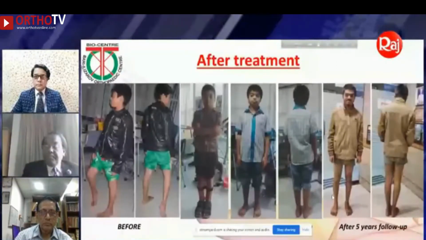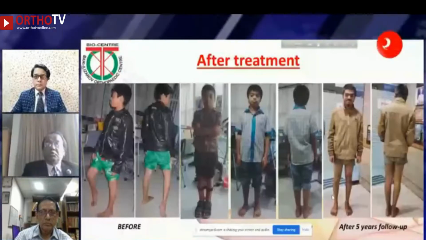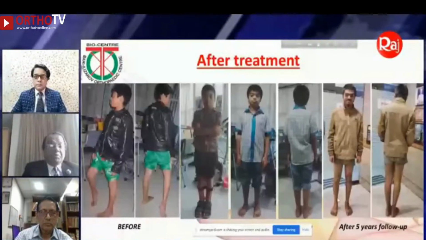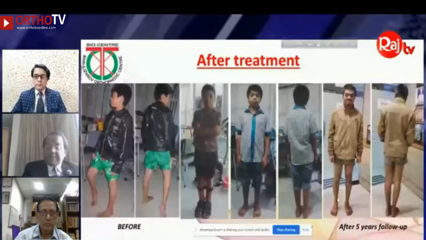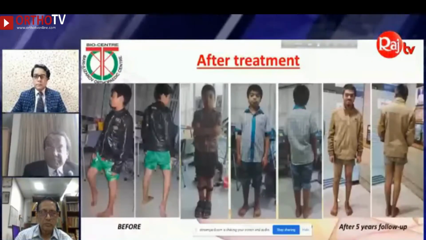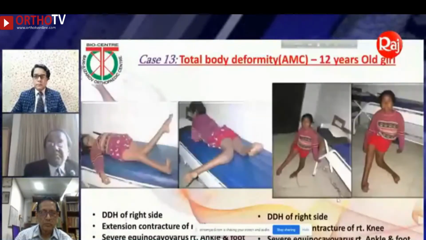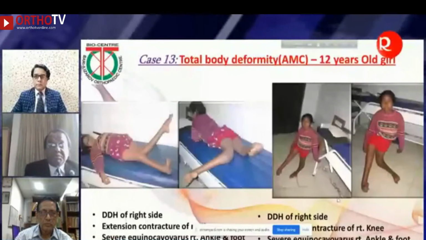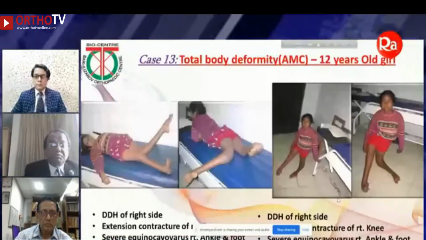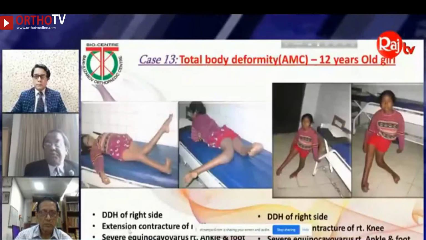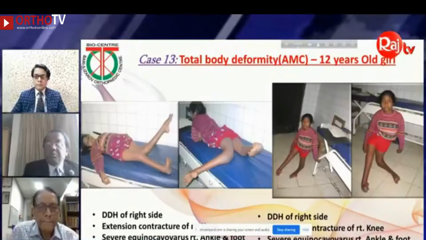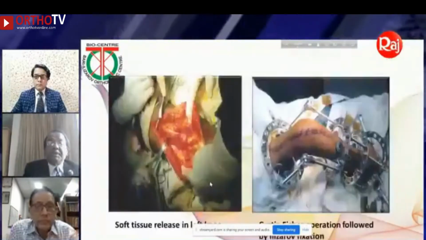This is the follow-up. Now you can see here, total body AMC. The patient could not walk. Parents came to me for the last 12 years. Then the problems are here. You can see what the problems are. 6 major problems. All the major problems you can see here. How she is crawling. This is the X-ray.